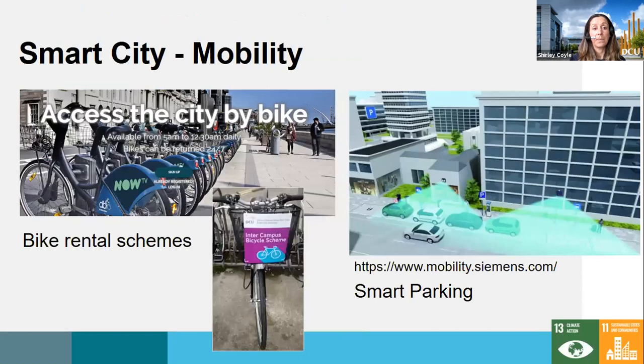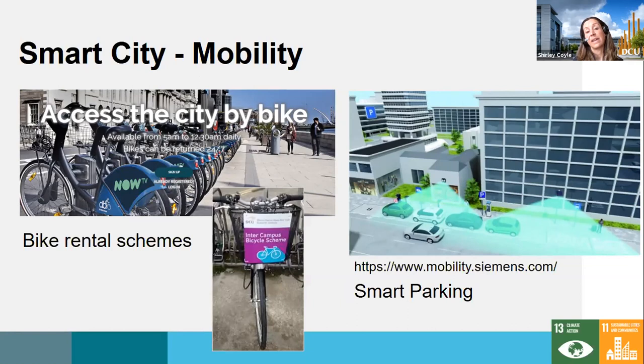So I've a couple of examples here of how sensing and technology can be used within a smart city and achieve some of these goals. So for example, looking at mobility, and we have the Dublin bike scheme. So with an app on your phone that can link to the bike and you can rent bikes, you're saving time rather than walking, but also then reducing the amount of traffic that's going through the city, which again will affect the environment and reduce air pollution and our carbon footprint.